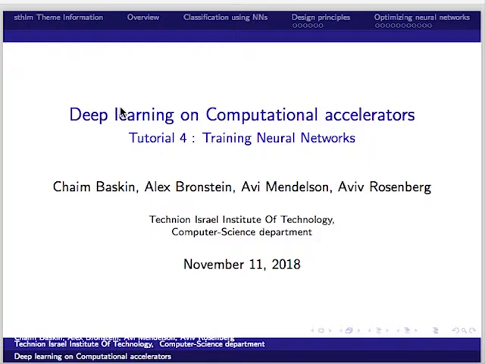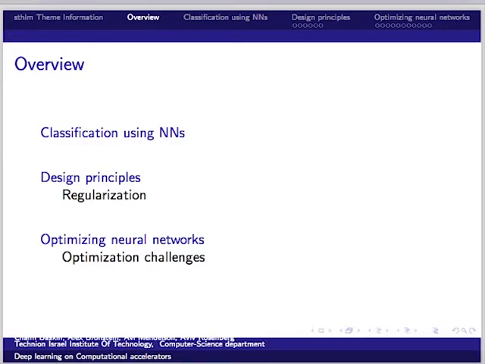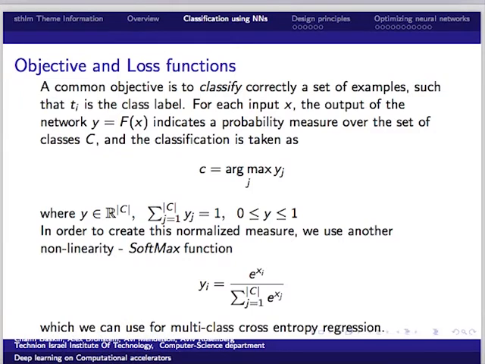But it's actually the basis of all neural networks that we have of all kinds, with a little bit of corrections, but it works for all kinds of neural networks. So it's really basics that you should know. So we will talk about regularization and optimization challenges and how we can overcome them. So let's start from objective and loss function.